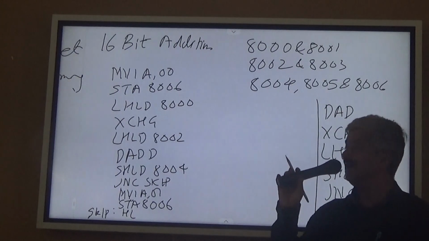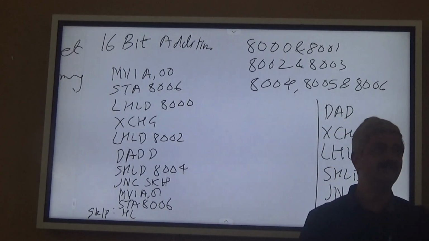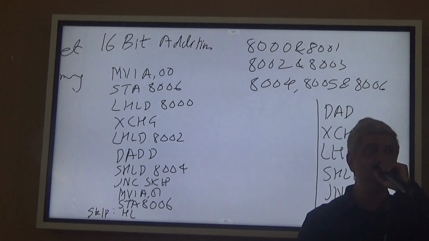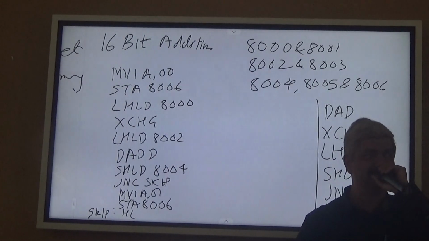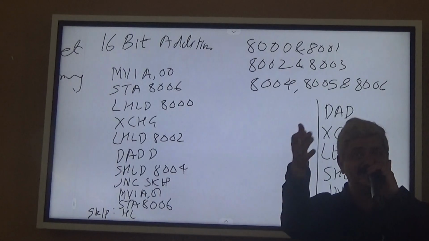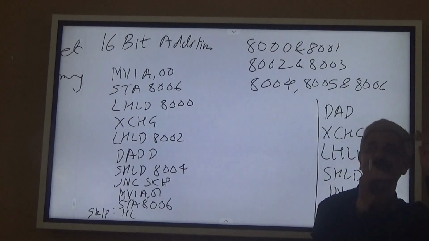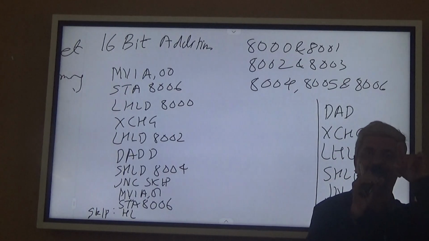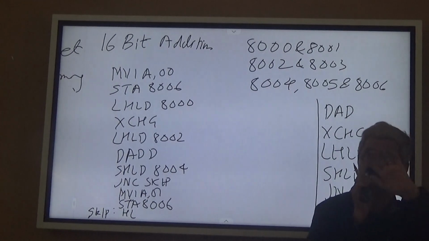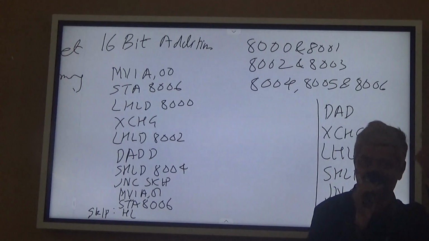Right. Then LHLD 8000, what will it do? It will bring the contents of 8000 into the L register and 8001 into the H register. Right? Then exchange. What will exchange do? HL will be put into DE and DE will be put into HL, which is redundant. Right now it's of no use to me. What is my prime requirement right now? To transfer HL to D. Exchange does that and also transfers DE to HL, which I don't require, because I want to reload HL again.